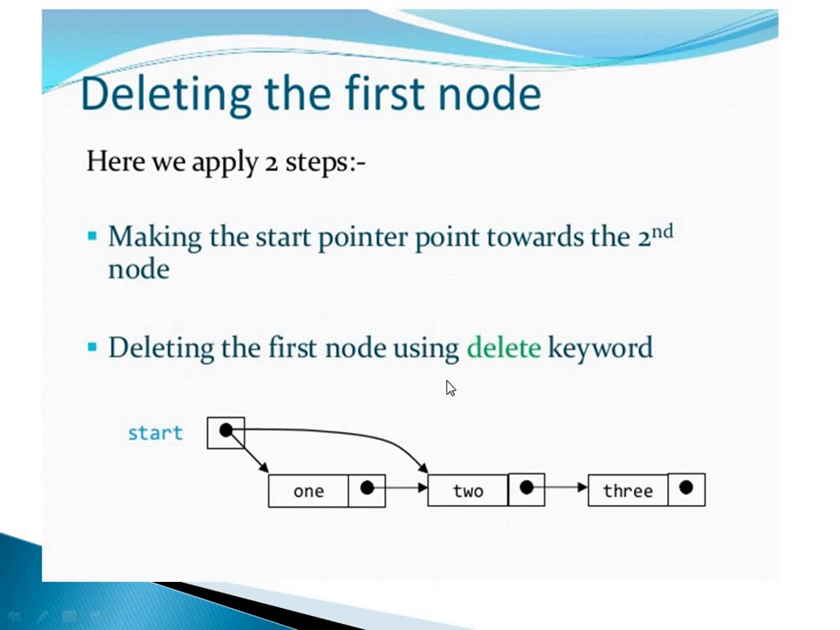So we delete the first node using the delete keyword. The start pointer will always point to the second node after deleting the first node. This is the procedure for deleting the node from the beginning.